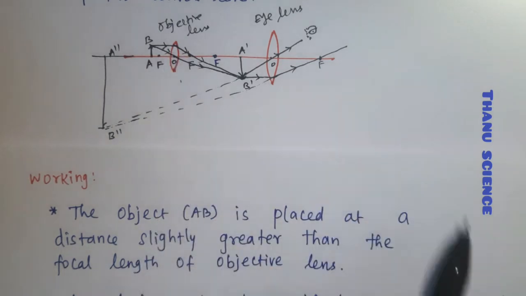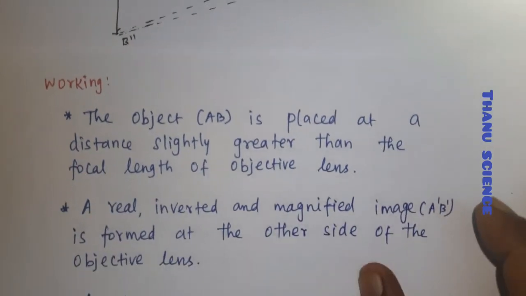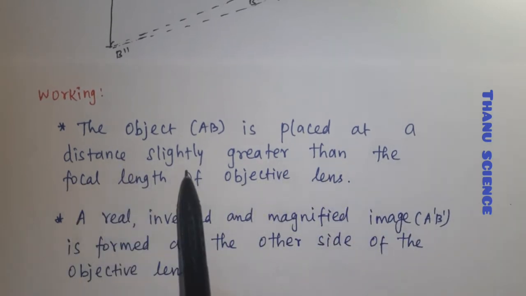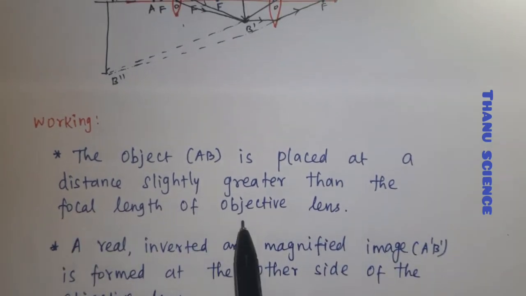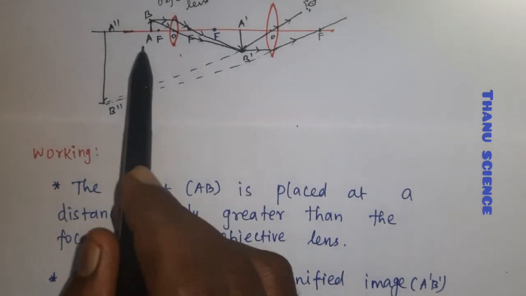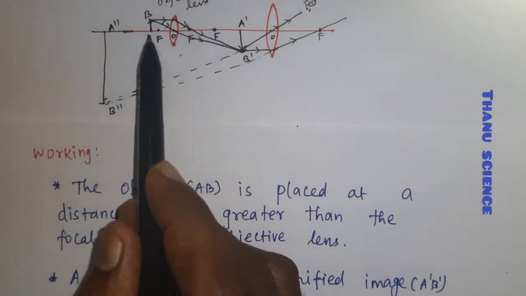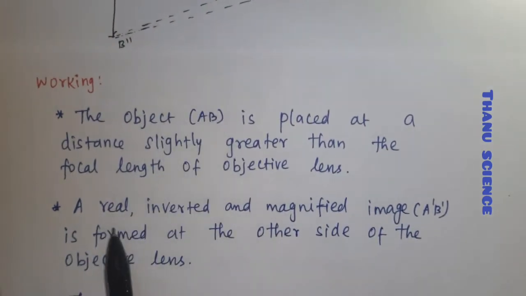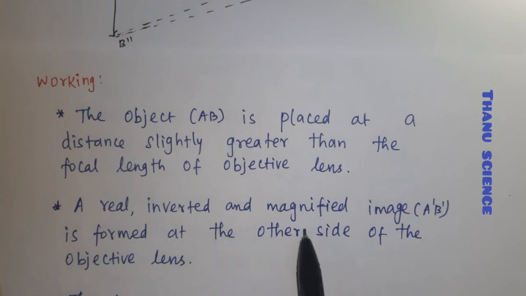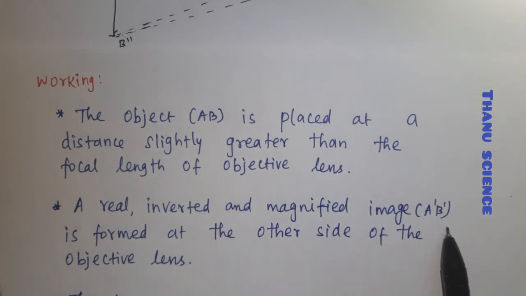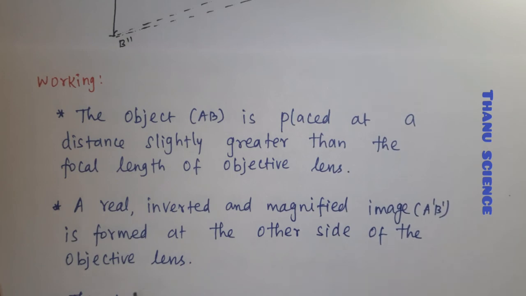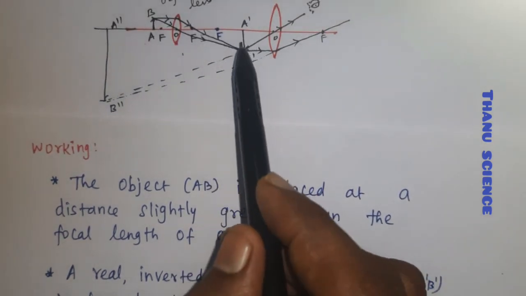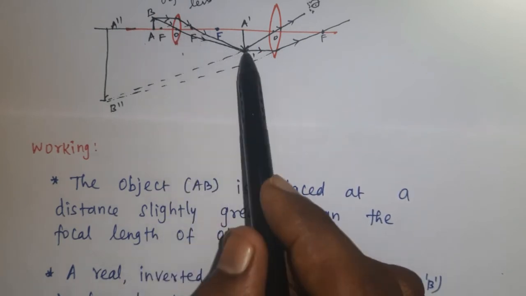Now we'll see how to write for the exam. First point, the object AB is placed at a distance slightly greater than the focal length of the objective lens. Next, this lens forms a real, inverted and magnified image A dash B dash at the other side of the objective lens. So this real and inverted image is formed at the other side of the objective lens.